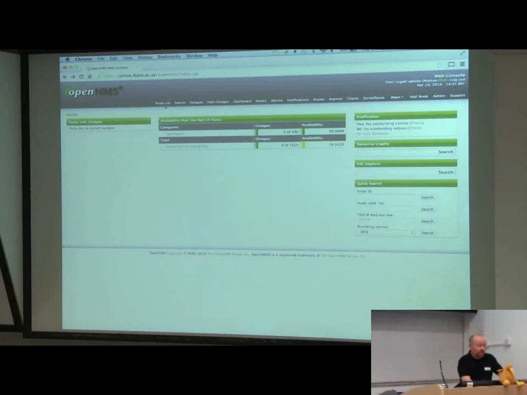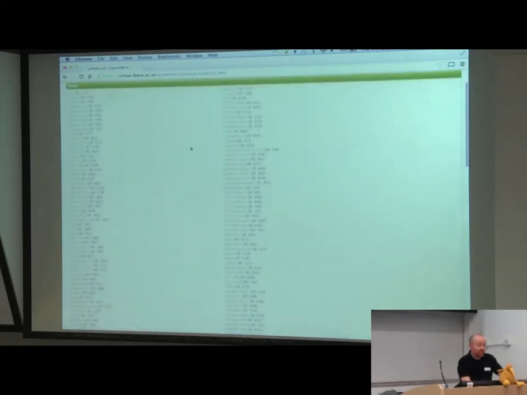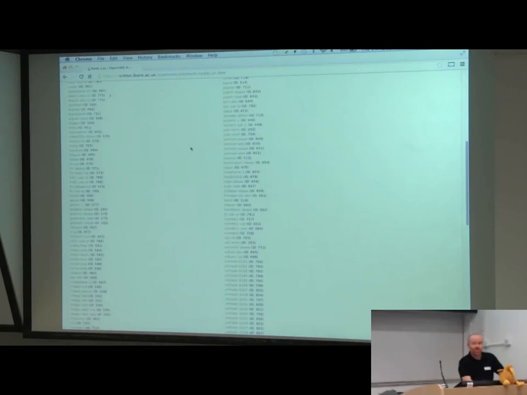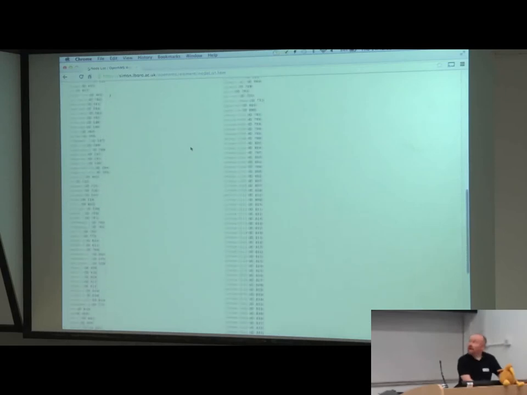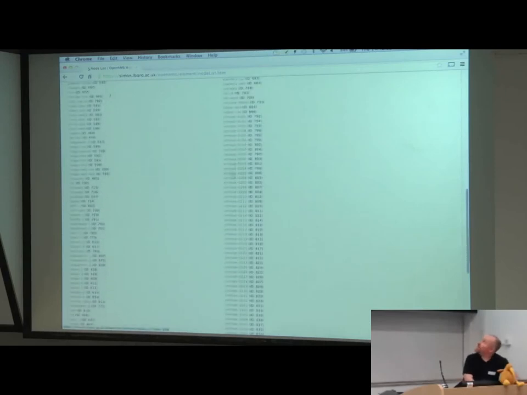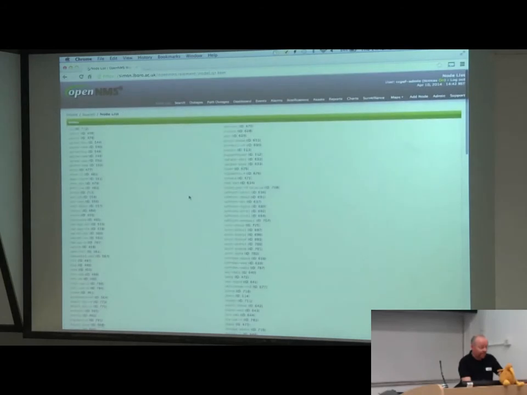If I just pull up the node list, there's a nice long list of various database servers and web servers and application servers. And just here, that's all our hardware blades, which is all Cisco UCS.